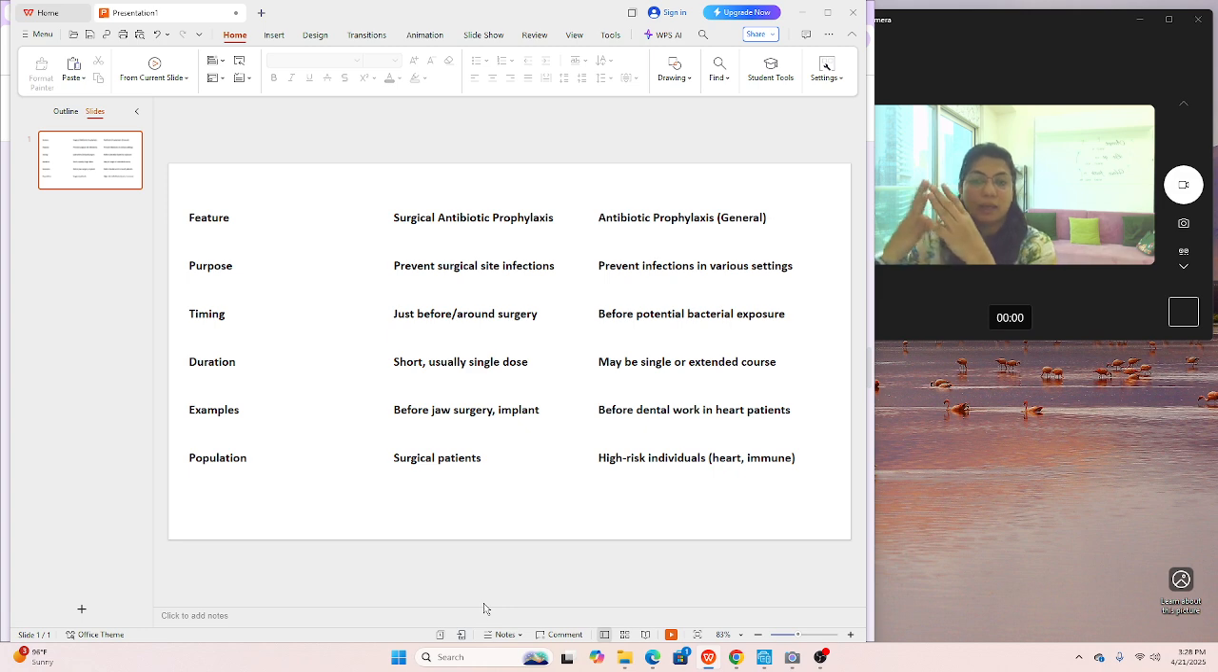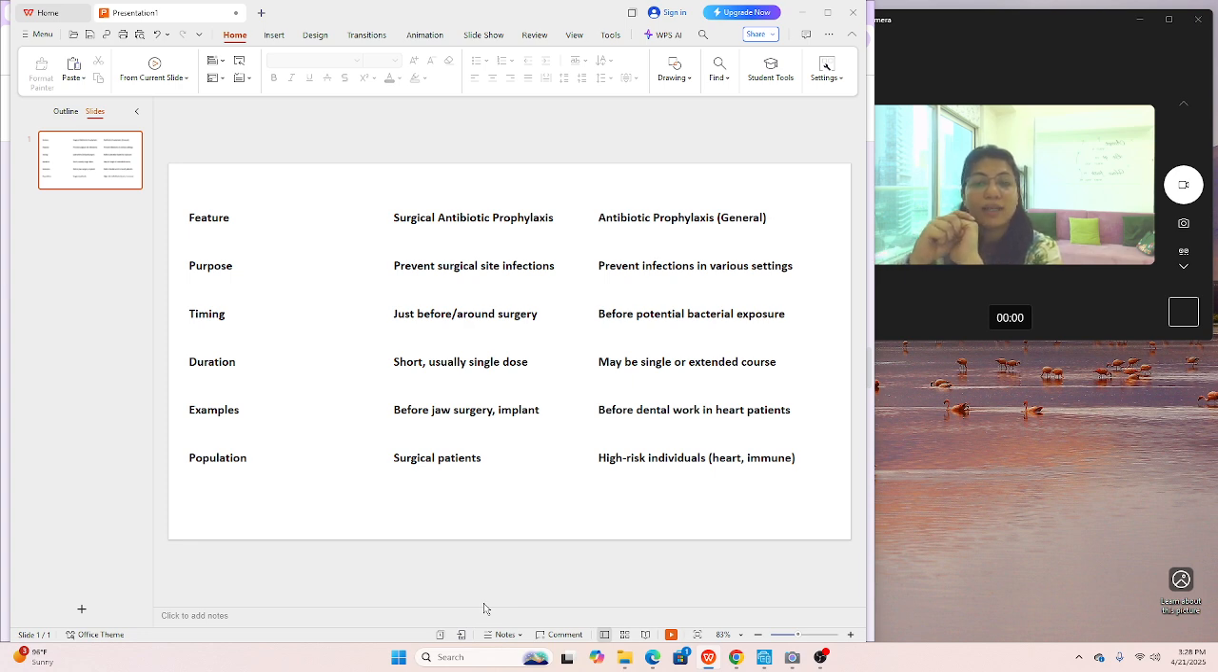Examples. When would you give a surgical antibiotic prophylaxis? Like before a jaw surgery or an implant. And when I say surgical antibiotic prophylaxis, what kind of population? Surgical patients, which can be healthy or unhealthy. You understand? So even in healthy patients, if you're doing a major surgery, to prevent infection on the surgical site you would give surgical antibiotic prophylaxis.